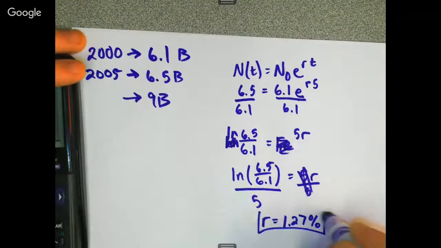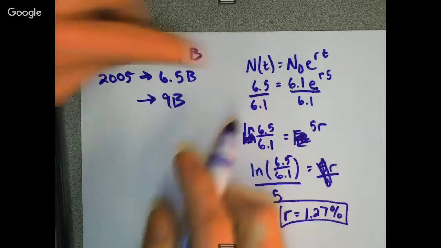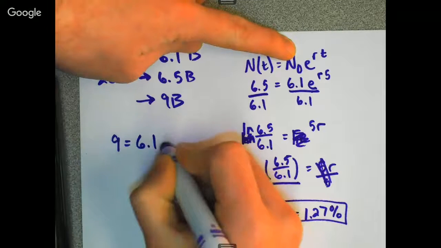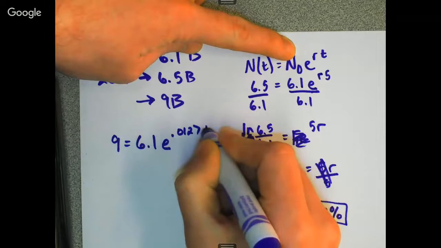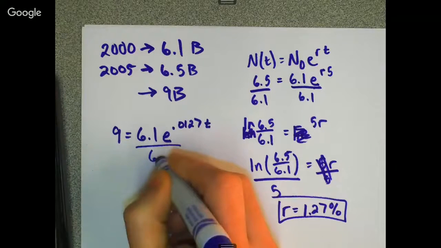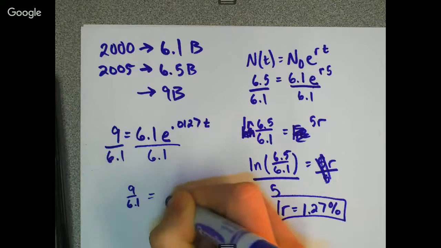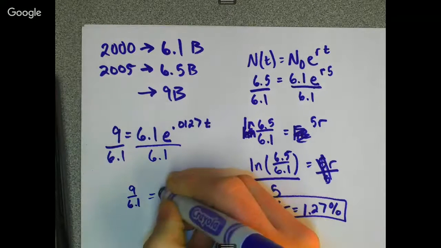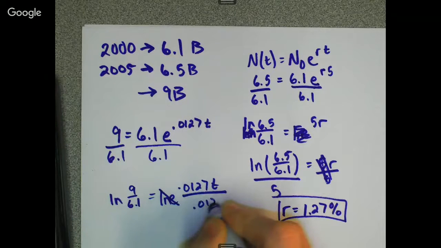So now that I have my rate, I want to know what year am I going to have 9 billion, okay? So I know my ending. My ending is 9 billion. I know my start is 6.1. E, I know the rate now, which is 0.0127, but I don't know the time. So it's the exact same process as it was over here, just different numbers. So divide by 6.1. So I have 9 over 6.1 equals e to the 0.0127t. And in order to get rid of e, we're going to take the ln, and then we're going to divide by 0.0127.